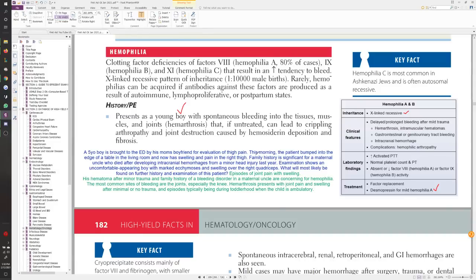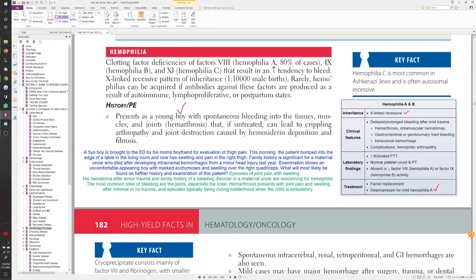So, as you're reading this question, you stay on high alert to see if this is a question about child abuse. Did the kid actually hit his thigh onto a table, or did you beat the child? Okay. Family history is significant for a maternal uncle who died after developing intracranial hemorrhages from a minor head injury last year. Boom, right there it already sounds a lot like hemophilia. Examination shows an uncomfortable appearing boy with marked ecchymoses and swelling over the right quadriceps, his right thigh.